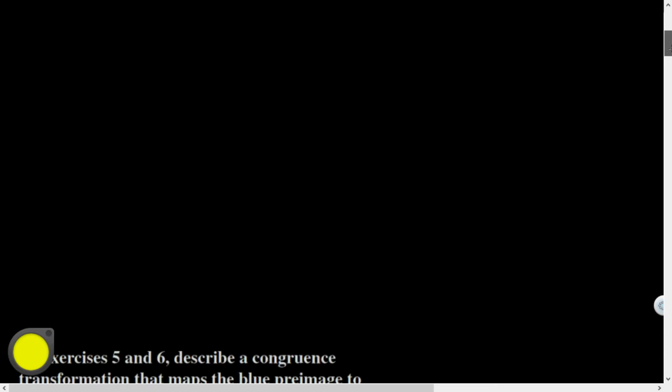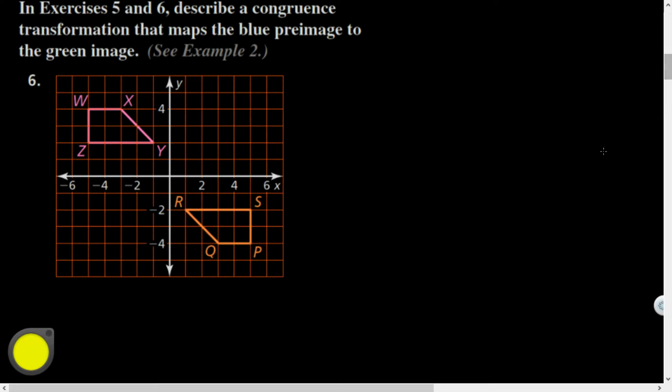Bam, next problem. All right, describe a congruence transformation that maps the blue pre-image. Oh, that's funny. Looks like blue is orange in my case, to the green image being the purple. You couldn't tell either. You're right. Okay, that's fine.